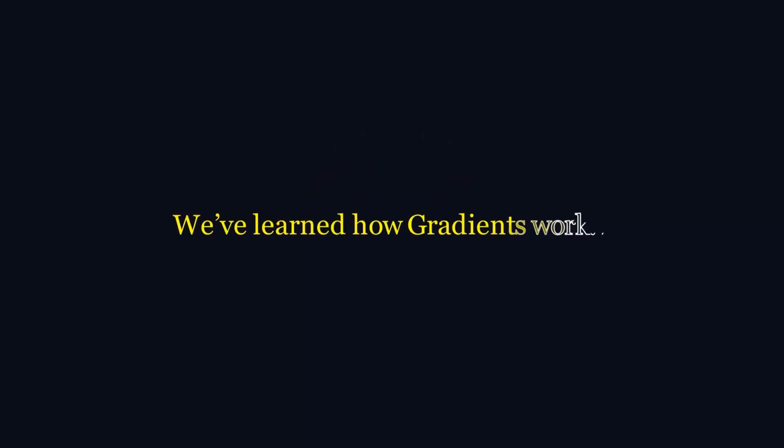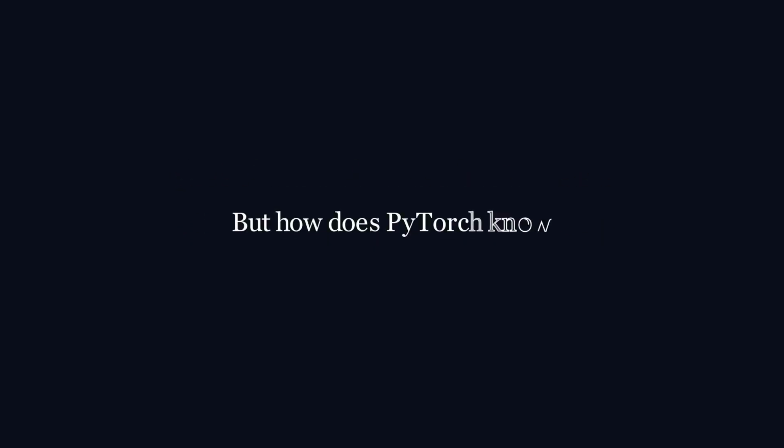So in the last video, we understood how gradients work and what gradients are. But have you ever thought how PyTorch knows which parameters to update during training? The secret lies in a single word: Autograd.